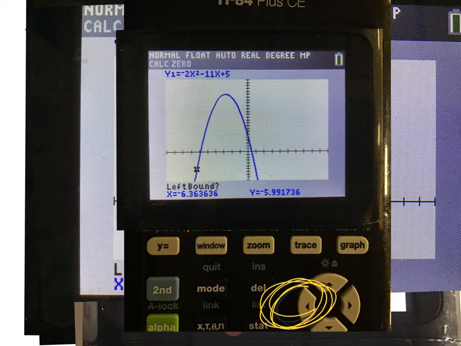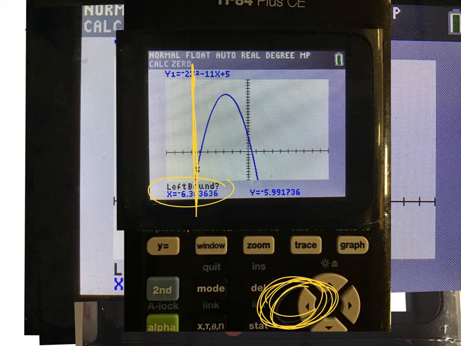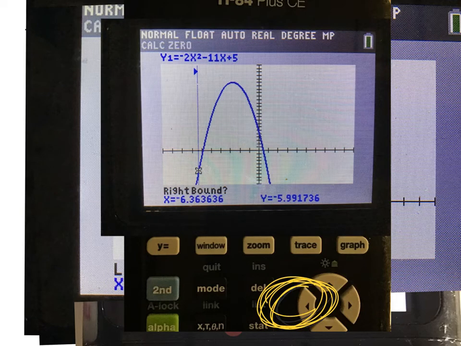So I used my left arrow button and I moved the cursor to here. So now your calculator is going to start looking here. That's the left bound. When you move your cursor to the left of where it crosses the x-axis, press enter. Now your calculator is going to ask for a right bound.